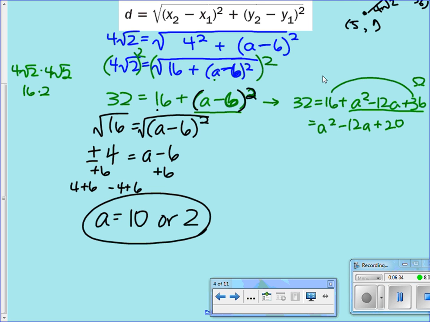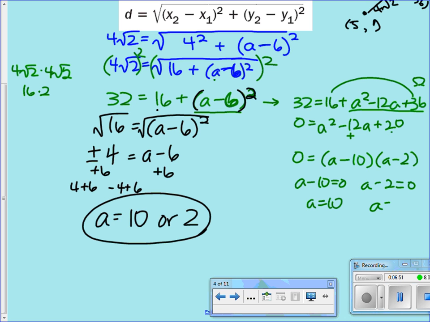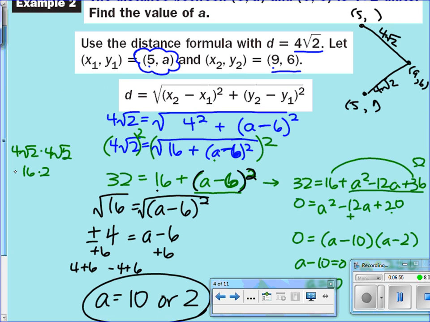If I had kept going with my factoring, that should equal 0, sorry. What multiplies to 20 but adds to negative 12? Well, a minus 10 and a minus 2. That means a minus 10 equals 0 or a minus 2 equals 0. I still get the same answers. And that makes sense and it works. I can have an ordered pair of 5, 10 or 5, 2.